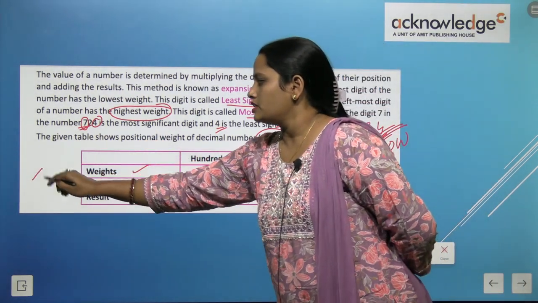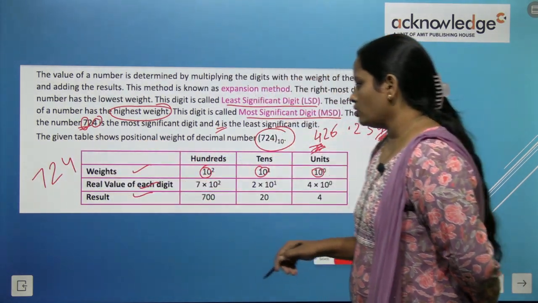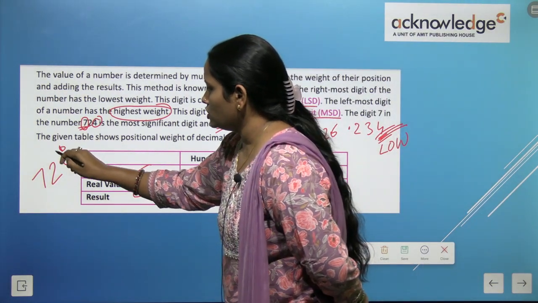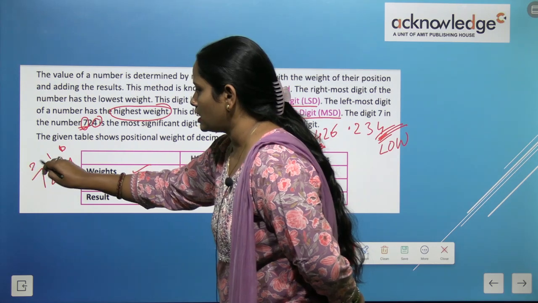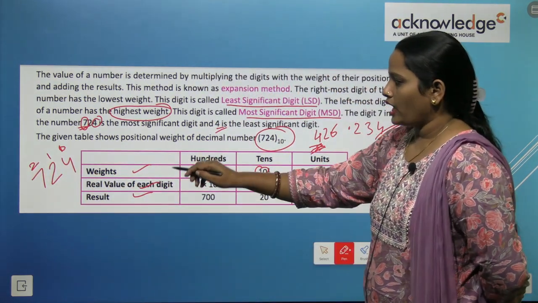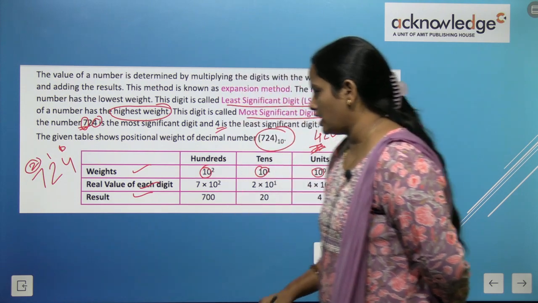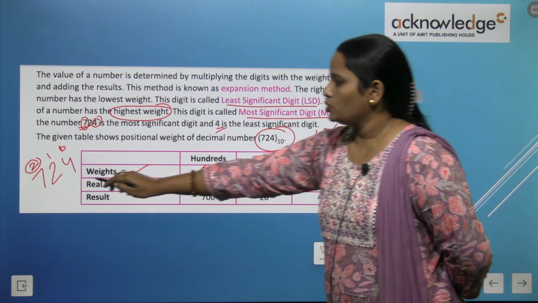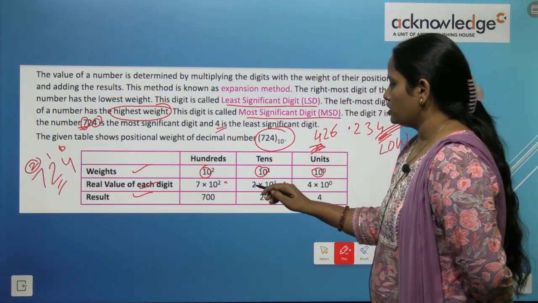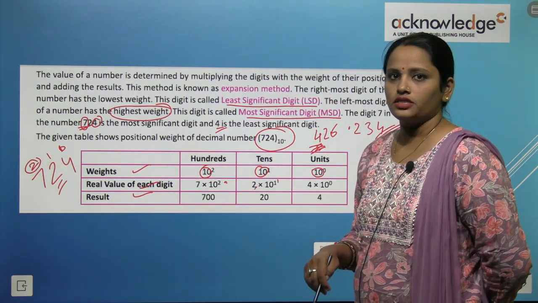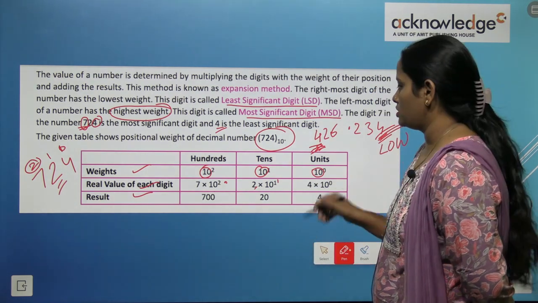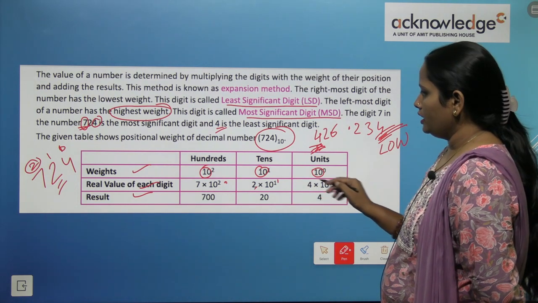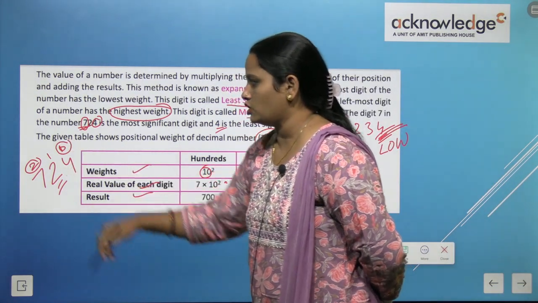Here the number is 724. So 7 is at the second position, 2 is at the first position and 4 is at the 0 position. So for 7 we have written 10 and the position, which is second. Now 2 is at the first position, so here 2 is written and here 10 to the power 1 is written. Now with 4 we have written 10 to the power 0, so 4 is at the 0 position.